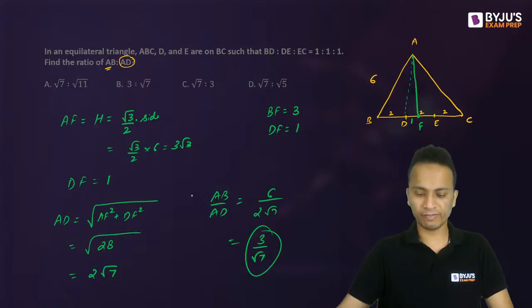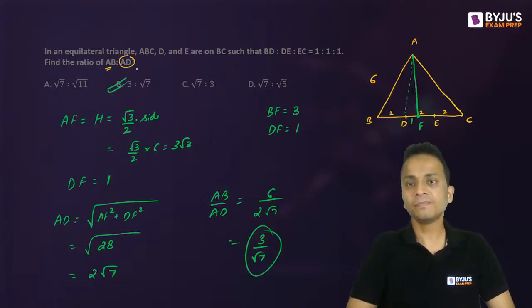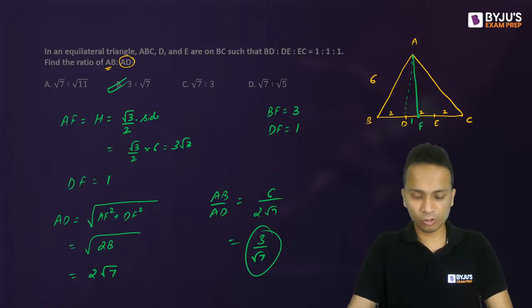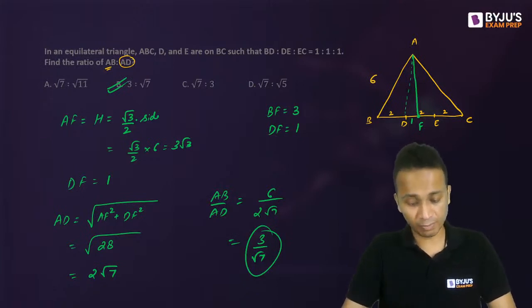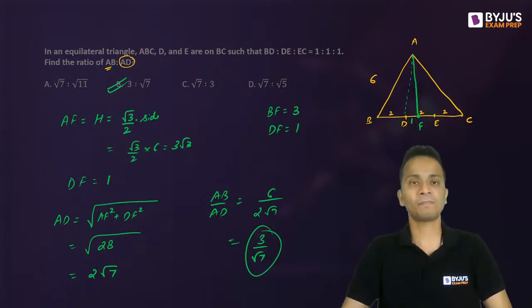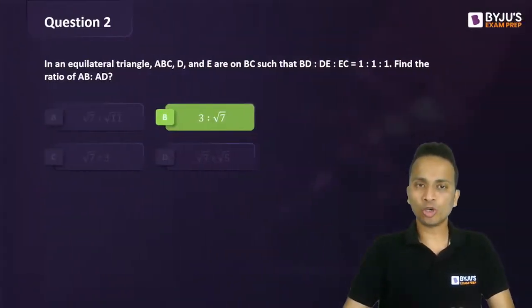So 3 upon root 7, that is option B, is the correct answer. Okay? Option B is the correct answer. Am I clear? So the correct answer is 3 upon root 7. Prajwal has given the answer. Mayank has given the answer. So 2 students have given a correct answer. Nice. Let's move on to question number 3.